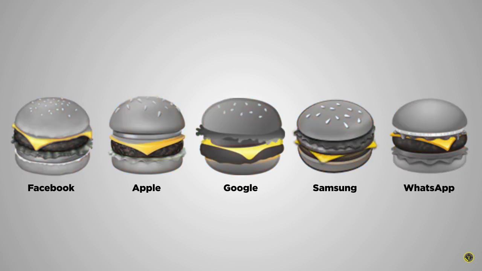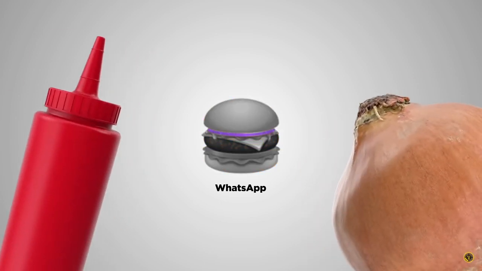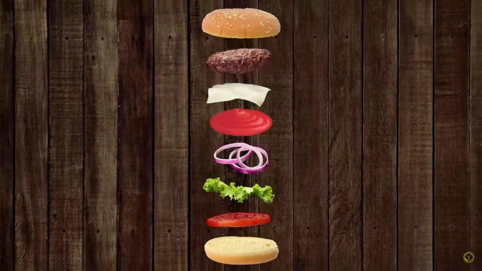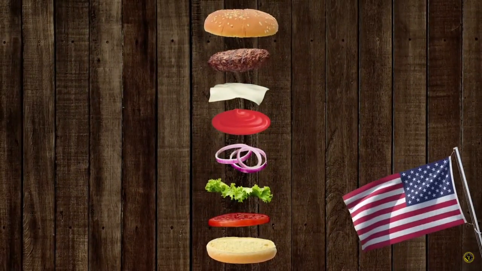Buns, patty, cheese, lettuce, tomato. And I see you, WhatsApp, going into more detail than the others. You've added ketchup and possibly onion underneath it. Honestly, I'm cool with all of these ingredients. They all feel like solid examples of what you'd find on a typical burger, especially here in the US.